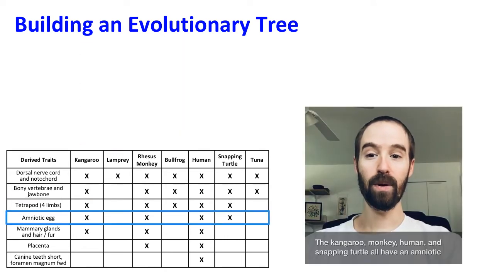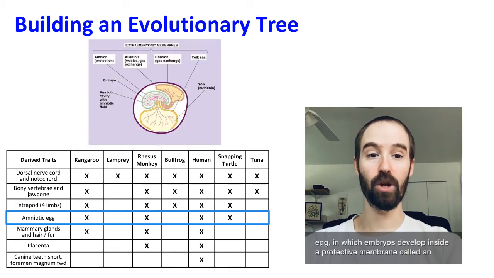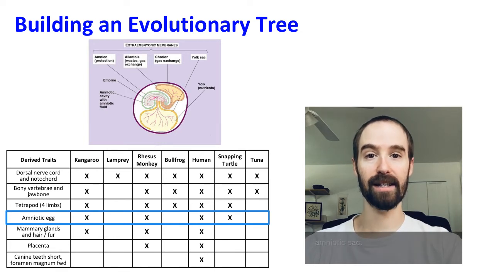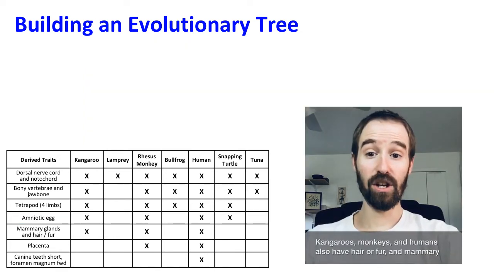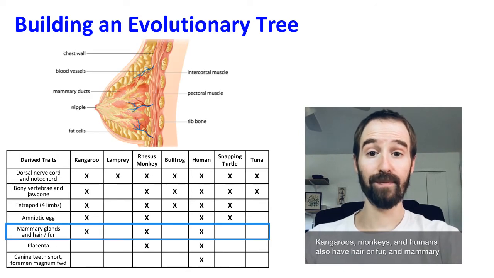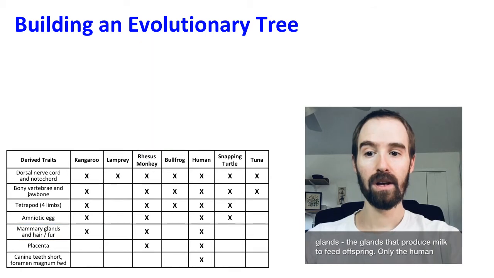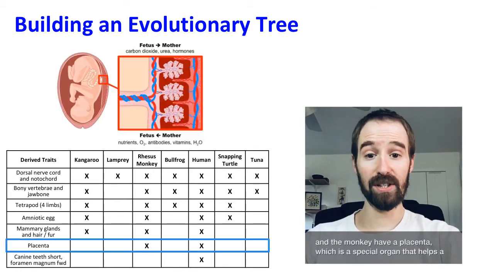The kangaroo, monkey, human, and snapping turtle all have an amniotic egg, in which embryos develop inside a protective membrane called an amniotic sac. Kangaroos, monkeys, and humans also have hair or fur and mammary glands, the glands that produce milk to feed offspring. Only the human and the monkey have a placenta, which is a special organ that helps a developing fetus to feed, exchange gases, and excrete waste.